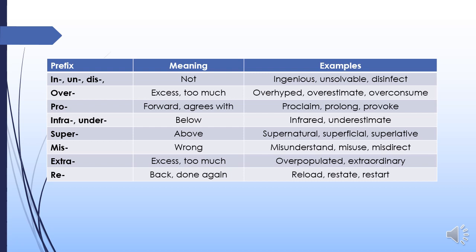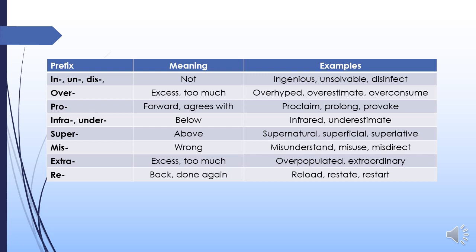Prefixes that exist in the text. You have many prefixes that may mean the same thing, or some other prefixes that are independent in their own meaning. The prefixes in, un, and dis are first degree cousins, and they all mean not, more or less. Examples of them would be ingenious, unsolvable, disinfect. Over means too much, and examples include overhyped, he's hyped too much; overestimate, he's thinking way too much of this; overconsume, to eat more than wanted.